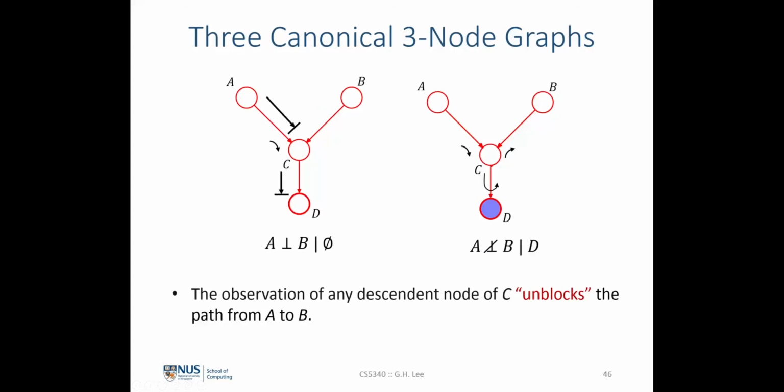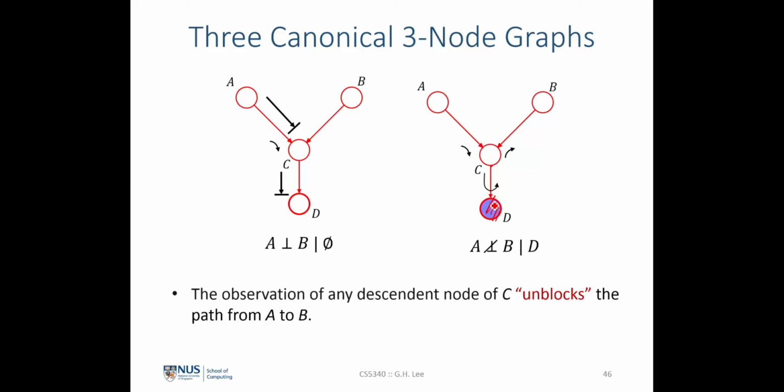This V-shaped structure can be extended to the case where C has a direct descendant, a random variable D. When D is not observed, then we say that the path between A and B is blocked. And when D is observed, then there is a path from A towards D, because C here would form a head-to-tail structure, and when C is not observed, it opens up a path from A all the way to D.